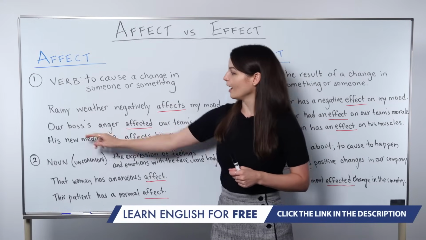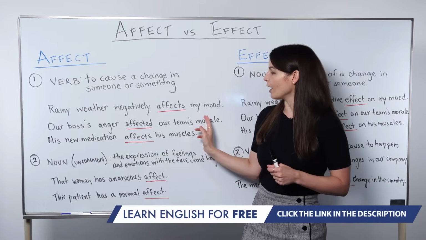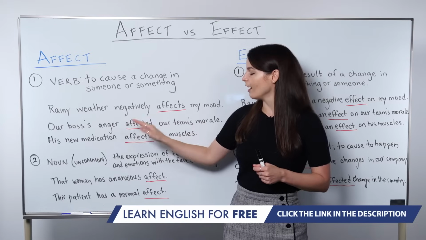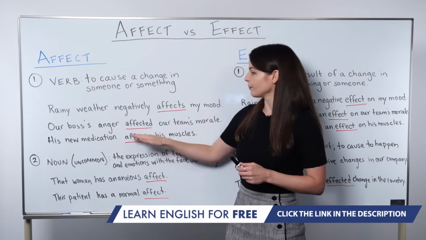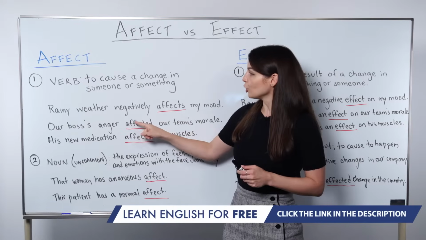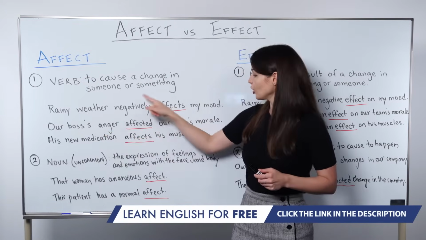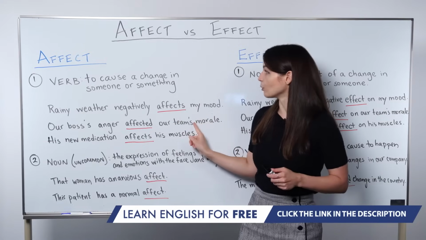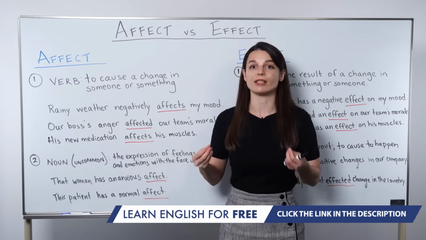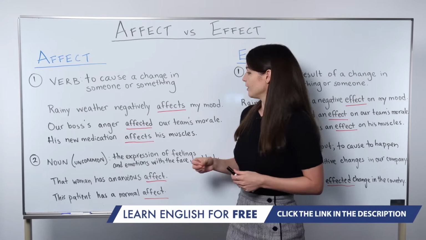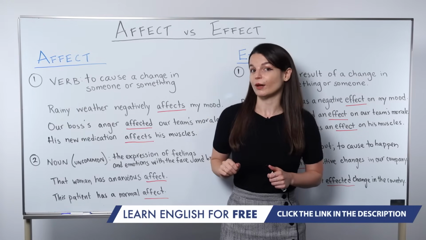Another example. Our boss's anger affected our team's morale. So in this sentence, affect with an A is used here to show that our boss's anger caused this change in our team's morale. So morale means like the level of motivation and the level of happiness of a group. That's morale. So we use affect with an A here. Again, effect with an E would be incorrect.